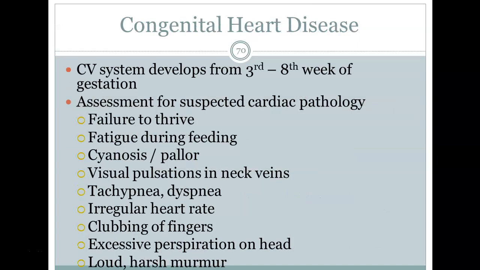Congenital heart disease is when the cardiovascular system, which we know will develop between the 3rd and 8th week of gestation, is affected. If anything is interrupted while it's still trying to develop, we look for suspected cardiac pathology. Signs include failure to thrive, a baby who fatigues easily during feedings or turns cyanotic or pallor during feedings specifically, visual pulsations in the neck veins, tachypnea or dyspnea, irregular heart rate, clubbing of fingers, excessive perspiration on the head, or a loud, harsh murmur.